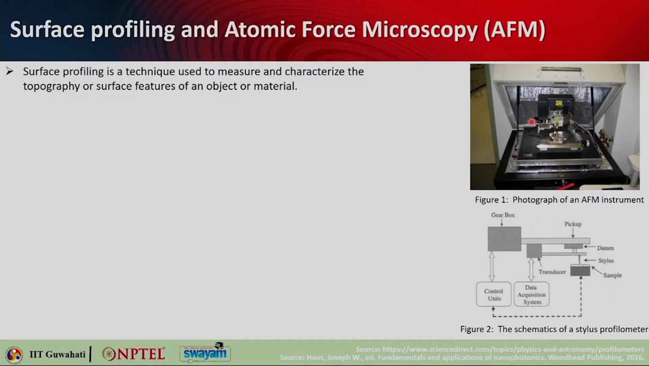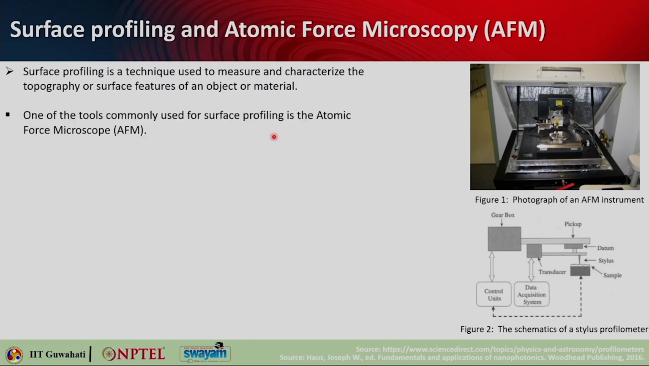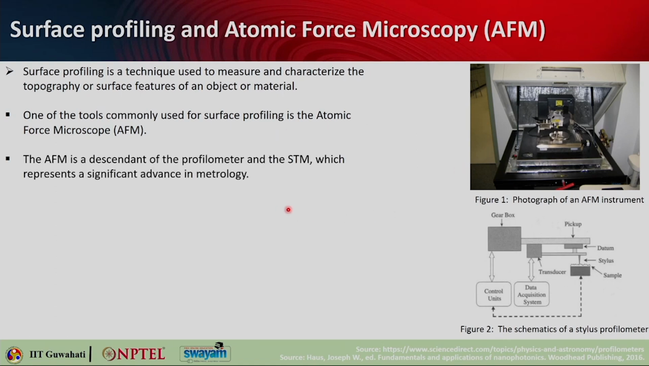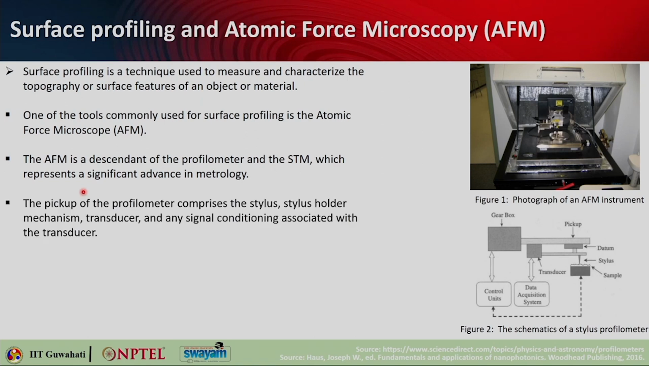The next method is called surface profiling and atomic force microscopy, or AFM. Here is an image of AFM, and this is the schematic of a stylus profilometer. Surface profiling is a technique used to measure and characterize the topography or the surface of an object or material. The common tool used for doing that is called atomic force microscopy. This is basically a descendant of the profilometer and the STM, which represents a significant advance in metrology.